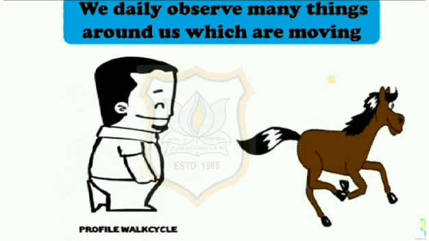In our daily life, we observe many things around us which are moving from one place to another. For example, a man walking on a road, a horse riding, a girl playing in a playground, a bus moving on a road, and the moving pendulum of a clock are all in motion. These examples show that one thing is common to every moving object. It keeps changing its position continuously.